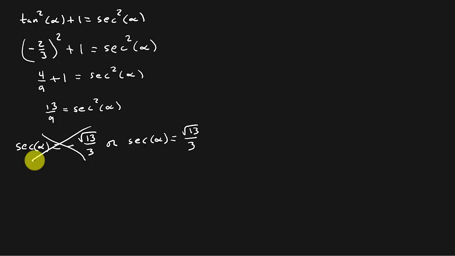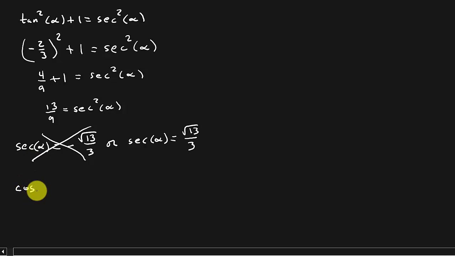Now that we have secant, we can go ahead and write down cosine. Well, cosine is just the reciprocal of secant. So that's 3 over square root of 13. And then, of course, we'll have to rationalize the denominator. Hopefully you still remember how to do that. I'll write it out on this one. So 3 square root of 13 over 13.